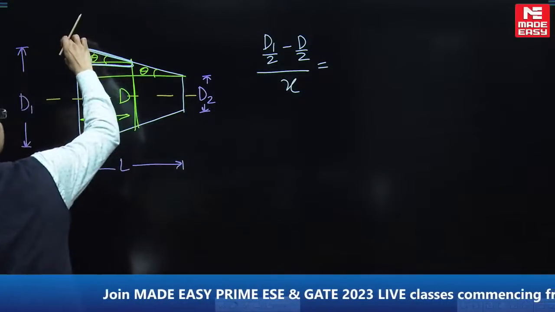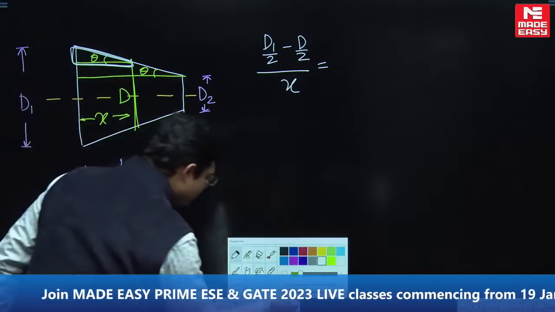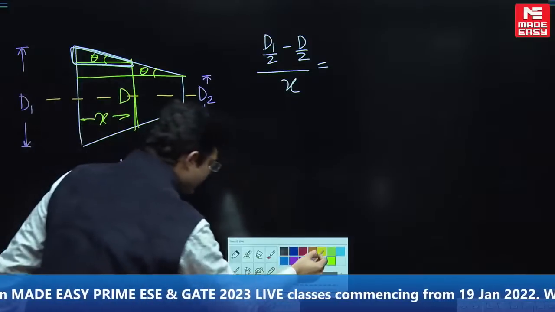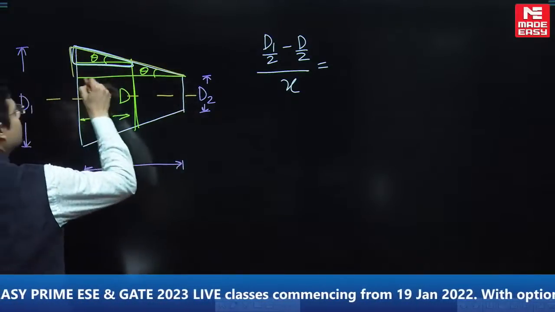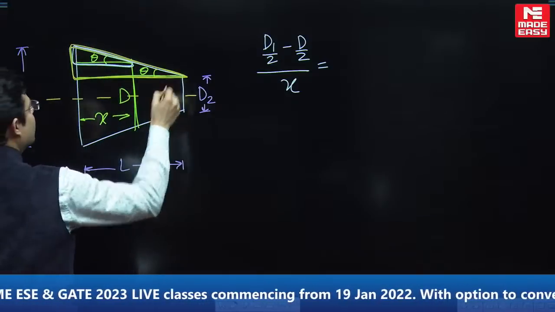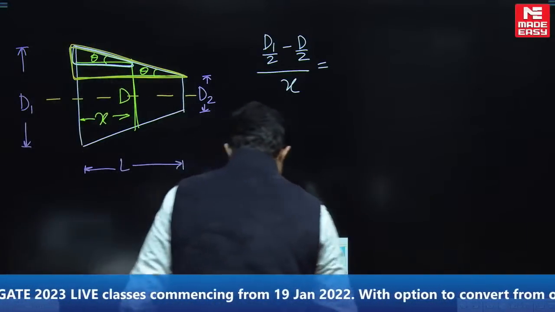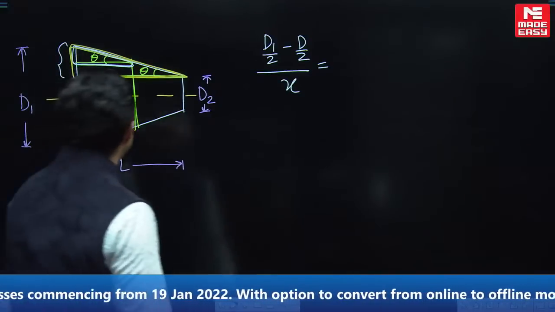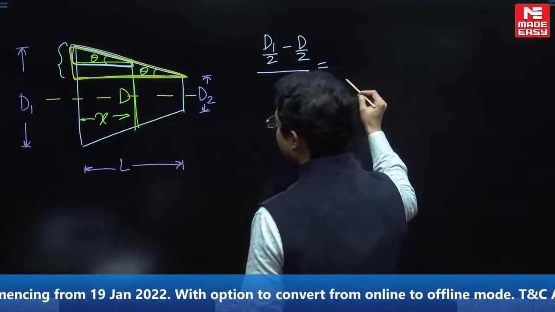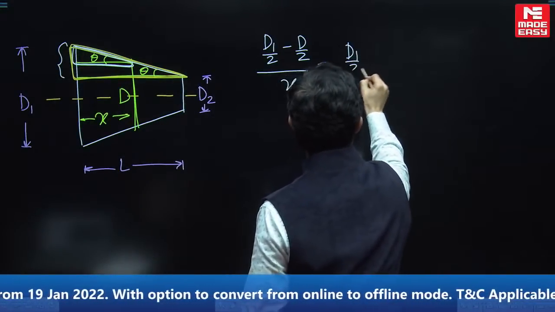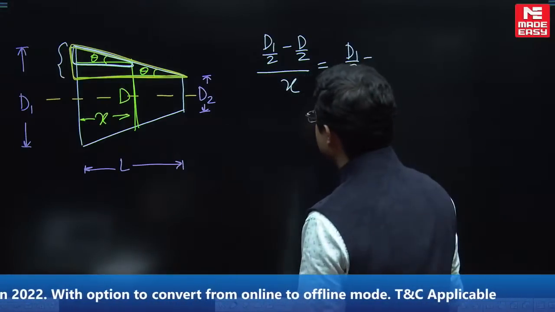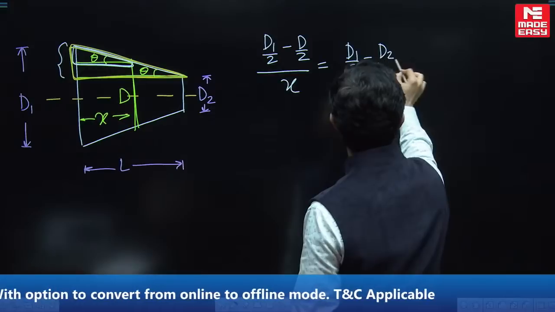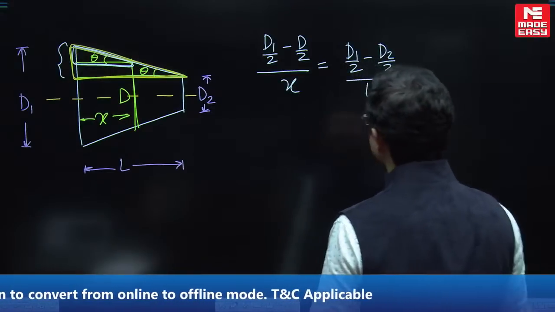So basically we have done this by this. Now take the bigger triangle, similar triangle we are using. Now take the bigger triangle. For the bigger triangle, this side, how much will you write? This is going to be (d1/2 minus d2/2) divided by L.